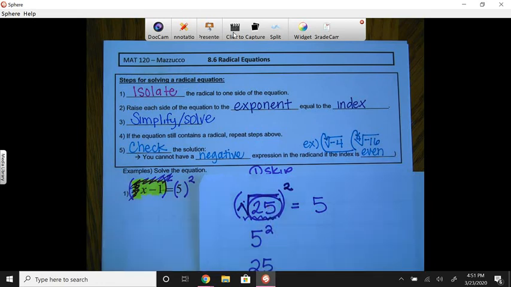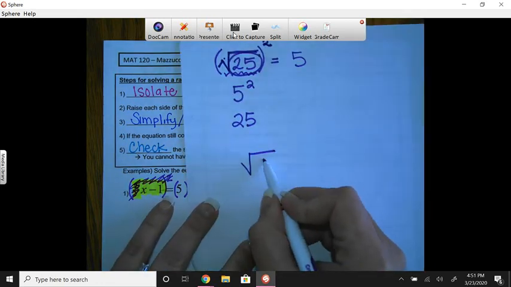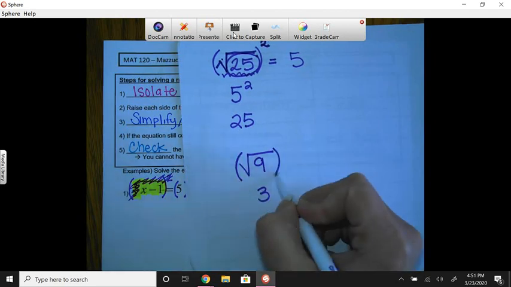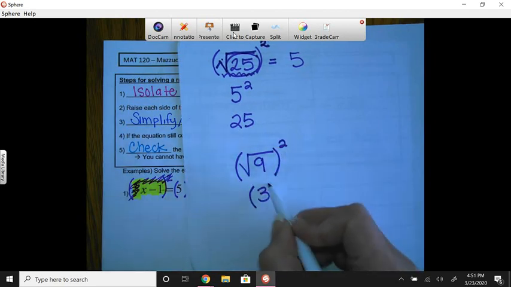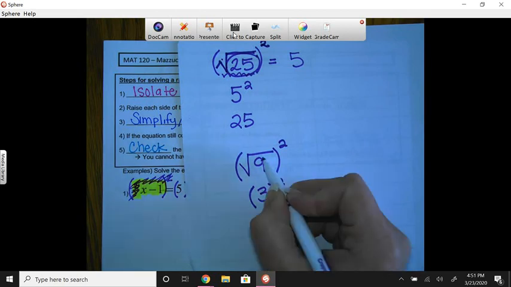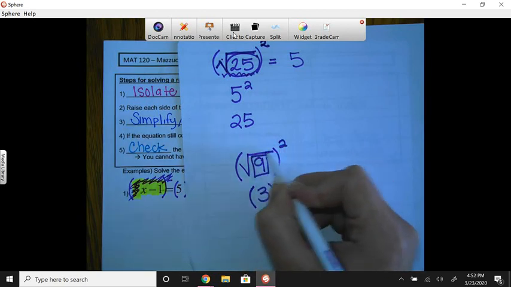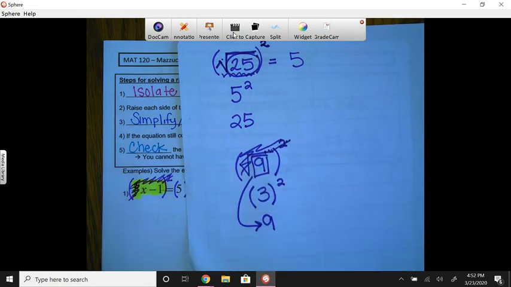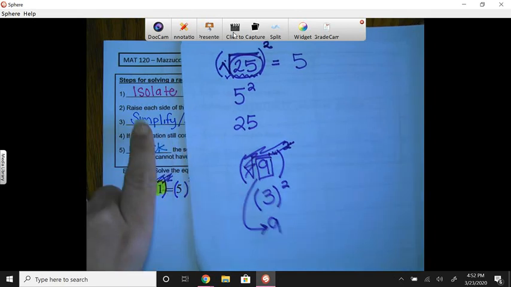So again, to repeat that, if I had the square root of 9, the answer is 3. If I square that, I would get 9, which is just this. So these two operations essentially get you what's on the inside. So that is why step 2 works.